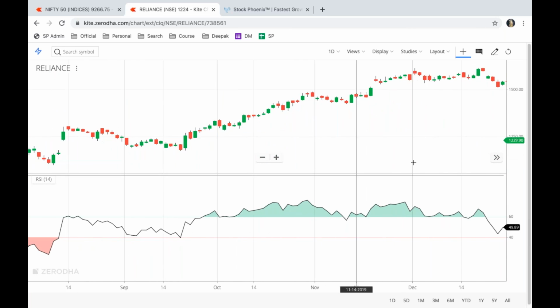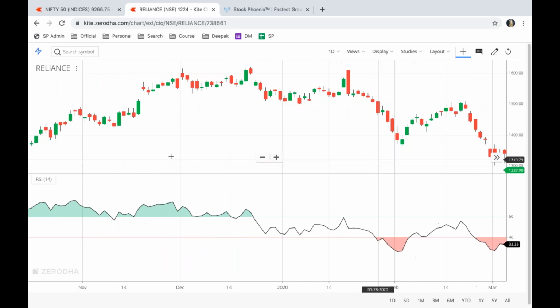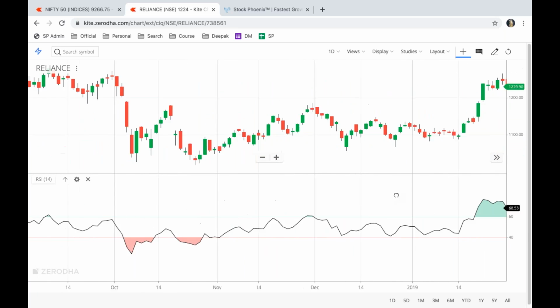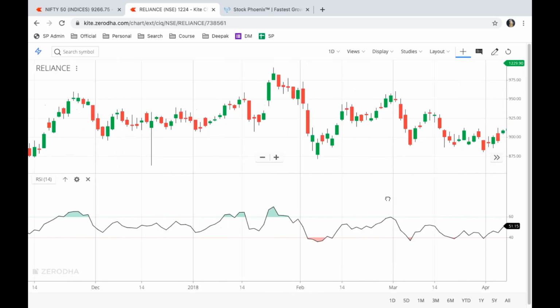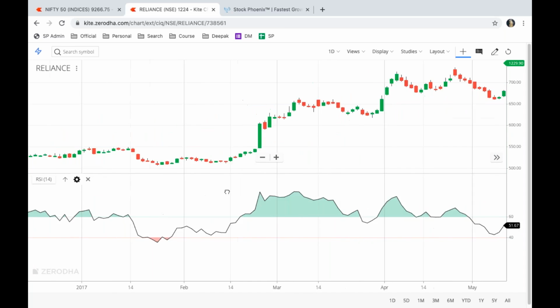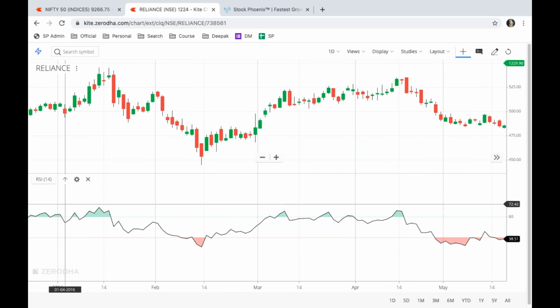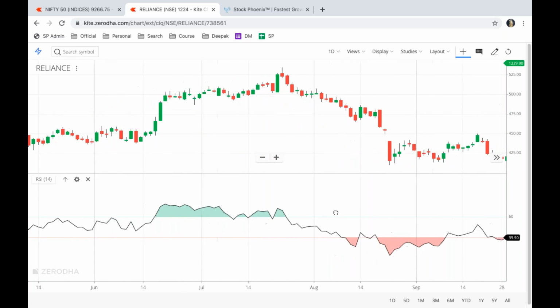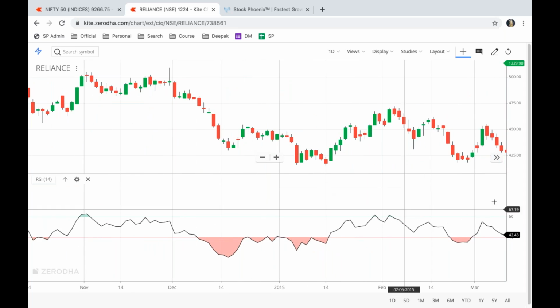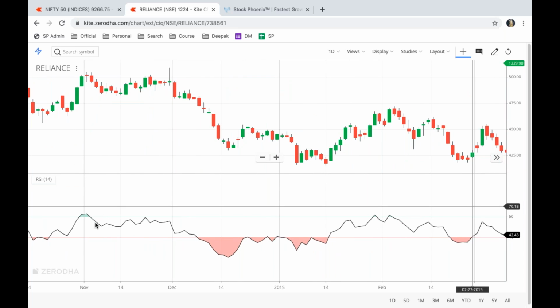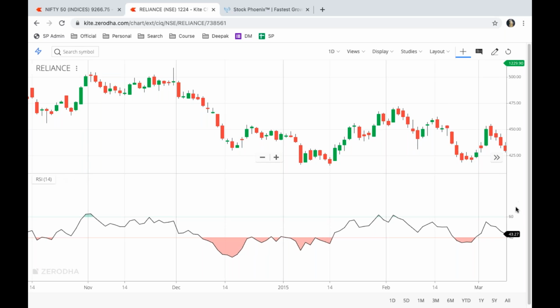Let's see RSI 40. We need a downtrend market to explain this. RSI 40 will act as a resistance. Maybe I'll take a bearish stock. You can see here, the market from sideways is coming down, coming down. It should take a support at this place. Exactly at this place, it should take a support. The support breached and it started going down.